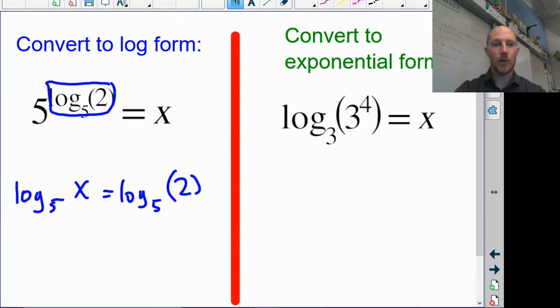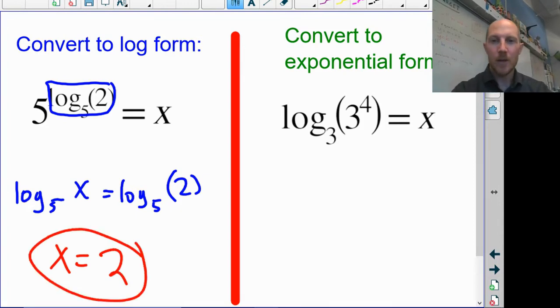All right, well, we converted. So I got a question for you. I know you've never seen an equation like this before, but I'm pretty sure you'll be able to answer this. Just think about this for a second. So if log base 5 of x is equal to log base 5 of 2, what do you think x equals? It's 2. Nice job.